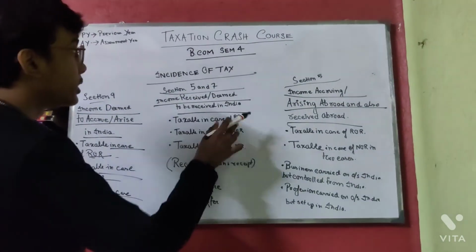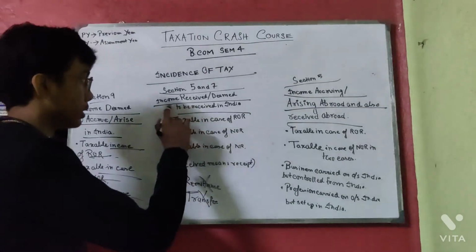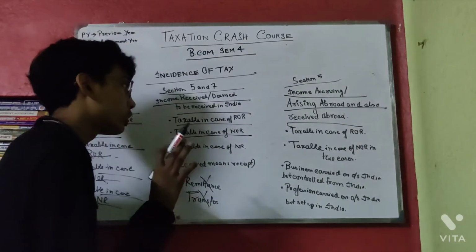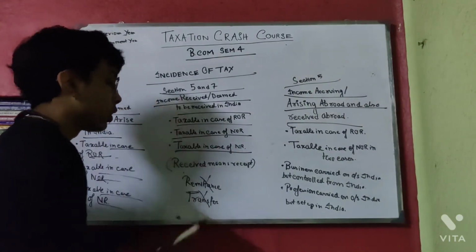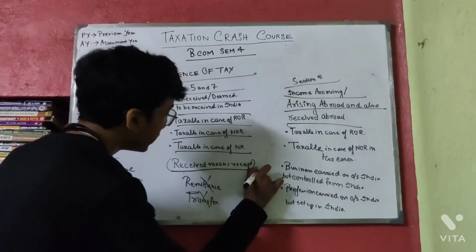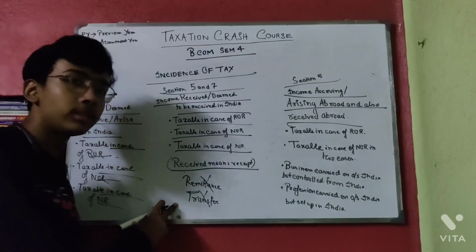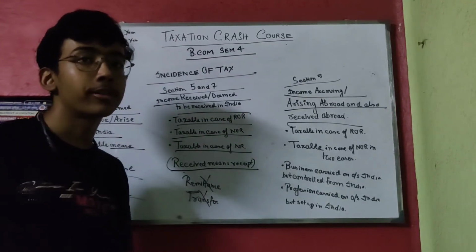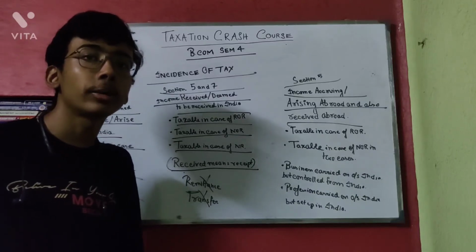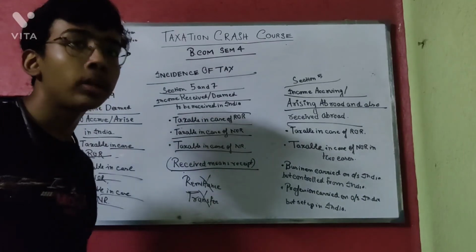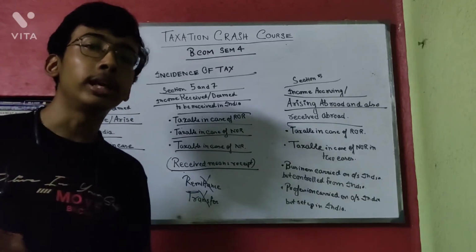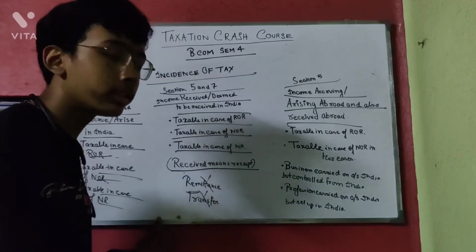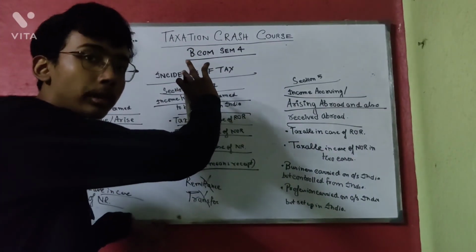In the case of income received or deemed to be received in India, this is taxable in case of resident but not ordinary resident. It is also taxable in case of not ordinary resident, and it is also taxable in case of non-resident. But received here means receipt. It is not received as remittance or transfer. Remittance means when you transfer money from one country to another country. For example, if you are earning some money in England and you are remitting it to India, this will not be considered because you have earned the income in England, and the income is deemed to accrue and arise in England. So if you transfer the money, it is not taxable in India because it is already deemed to accrue or arise in England.